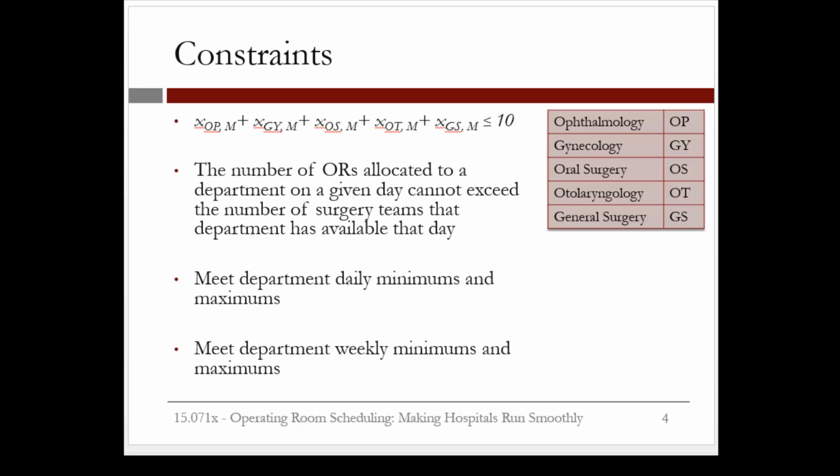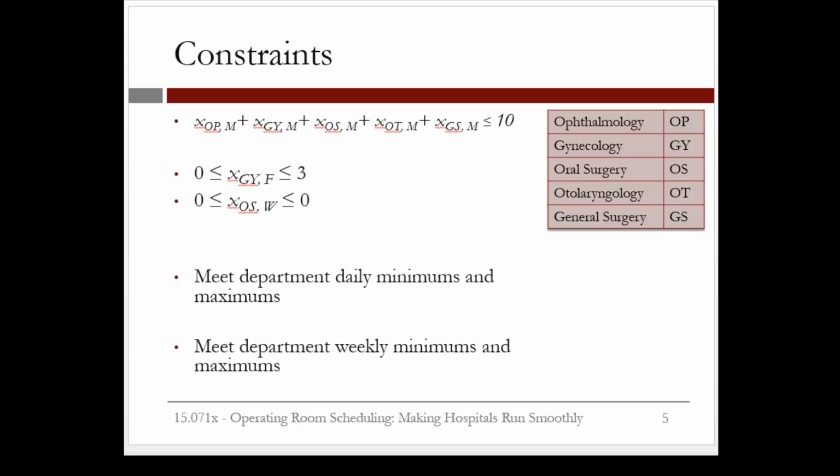The next set of constraints is that the number of operating rooms allocated to a department on a given day cannot exceed the number of surgery teams that are available that day. So, for example, for gynecology on Friday, there are 3 teams available. That means that X Gynecology Friday must be between 0 and 3. For oral surgery on Wednesday, it must be between 0 and 0 because the oral surgeon is only in on Tuesdays and Thursdays.